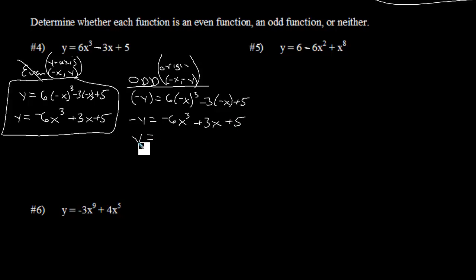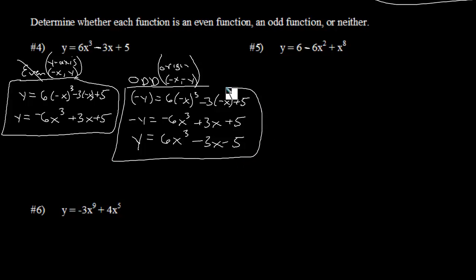Get y by itself, divide each term by -1, or multiply each term by -1, either way. And you get this. Not the same as the original because of the subtract 5 instead of a plus. So this problem is neither.